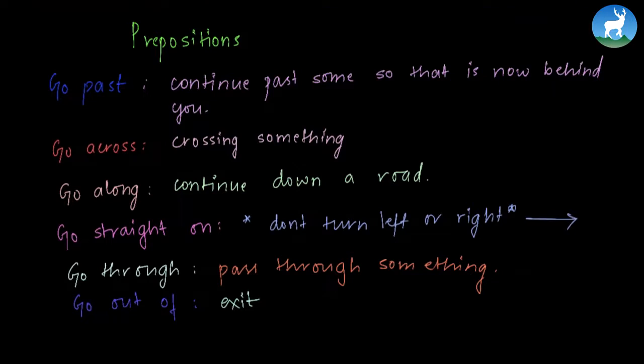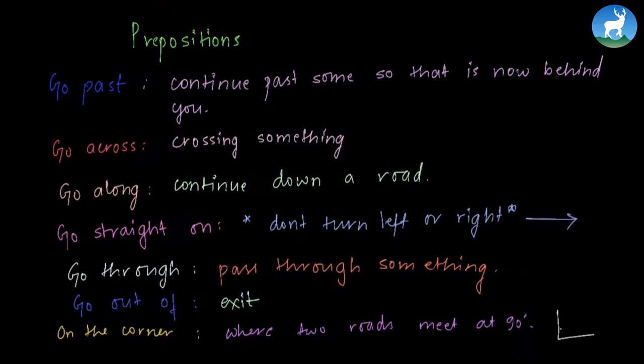You can also have on the corner as your preposition, which means where two roads meet, making 90 degree, right? So this is the corner of the road. You can also use prepositions like in front of. You can also make the use of near, at the end of. These are some of the lists of the prepositions, right?